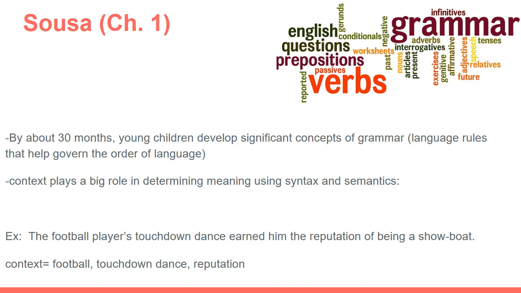So if you look at the bottom sentence, the football player's touchdown dance earned him the reputation of being a showboat. So even a young child that knows some of these words might not understand what's going on in this sentence just based on the context. If they're not from a country that plays American football, then they won't understand the concept of touchdown. They won't understand the idiomatic term showboat that's unique to American English. And so they would be confused.